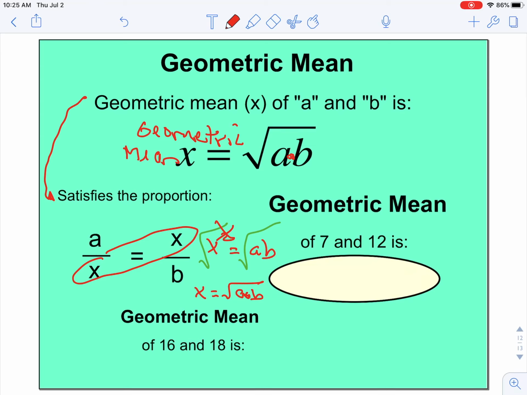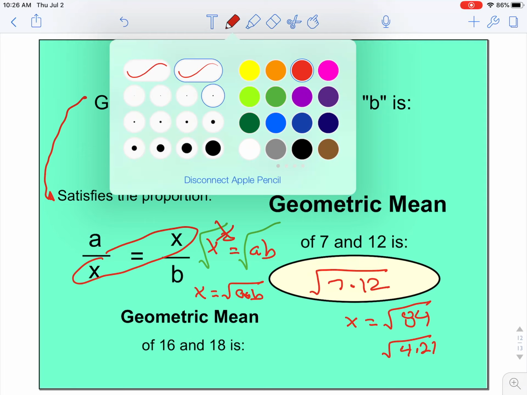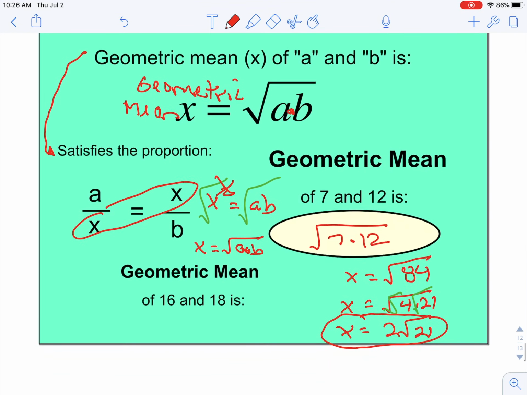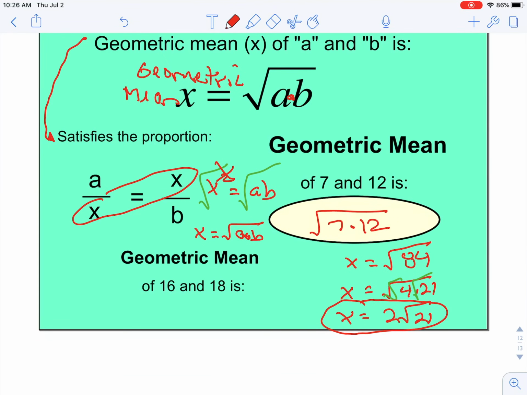So in this first example, the geometric mean of 7 and 12 is simply the square root of 7 times 12. So x, the geometric mean, is equal to the square root of 84. And if we put that in simplest radical form, the square root of 84 could be written as the square root of 4 times 21. And when we give each piece its own square root using the product property, what we get here is that x equals 2 square root of 21. That is your geometric mean. So you try the next example and see if you can get the geometric mean in simplest radical form.